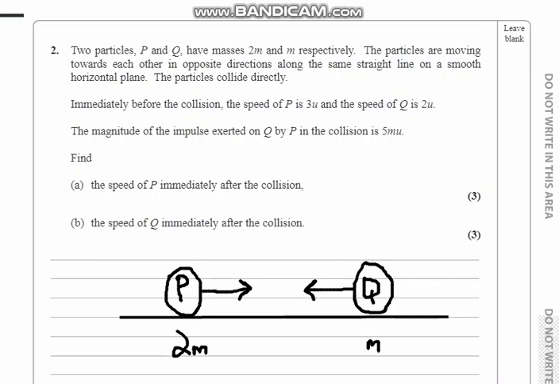They say that immediately before the collision, the speed of P is 3u, so I'll write 3u here, and the speed of Q is 2u. So these are the initial speeds. And they say find the speed of P immediately after the collision. Before that, they have also given one piece of information: the magnitude of impulse exerted on Q by P in the collision is 5mu.